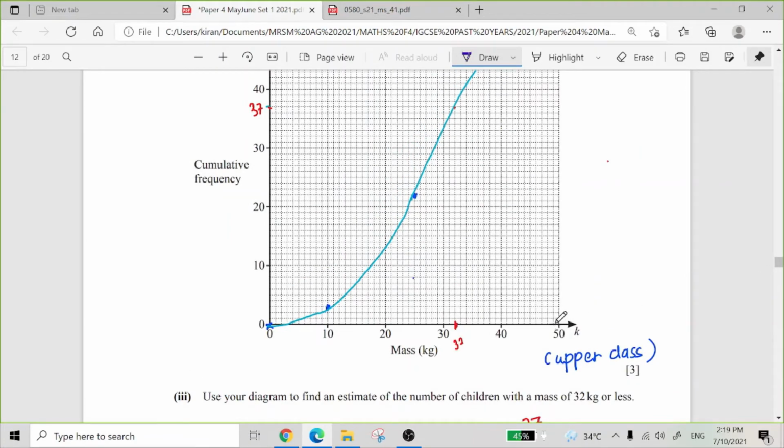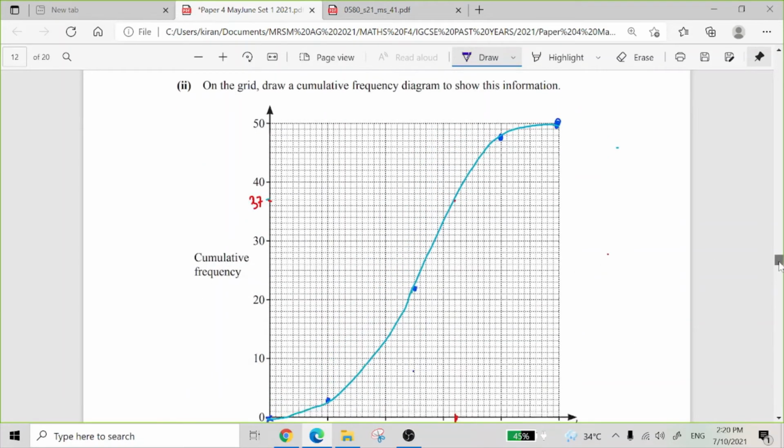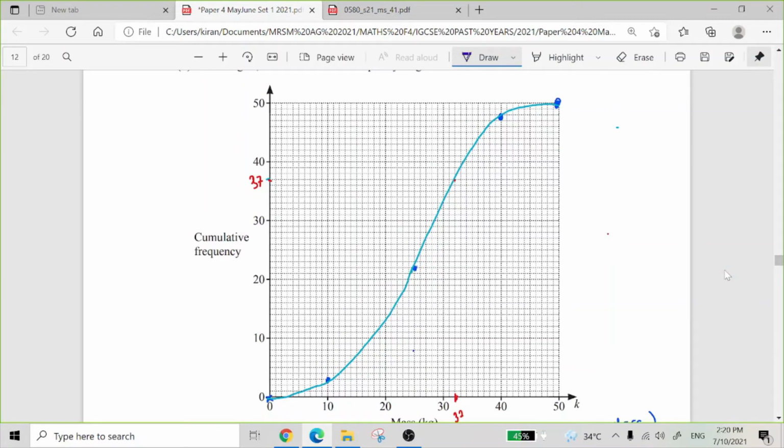Okay, please. You always make a mistake with the cumulative frequency diagram. Almost all of you use the midpoint for the x-axis. Okay, so actually we have to use the upper class of the class interval. Okay, so we take the cumulative frequency here for each part.